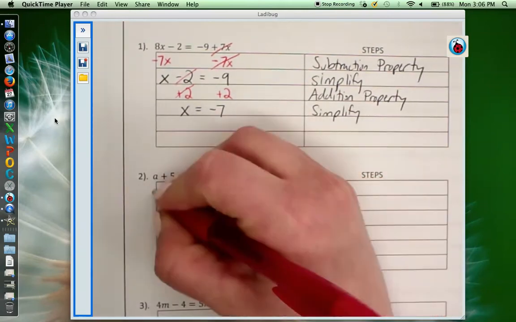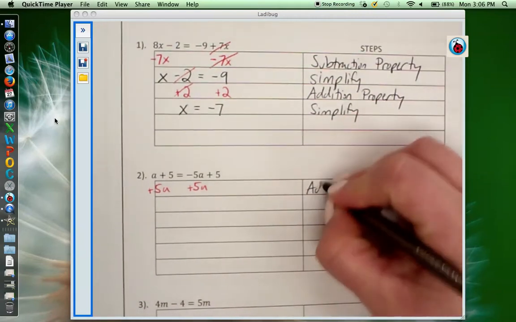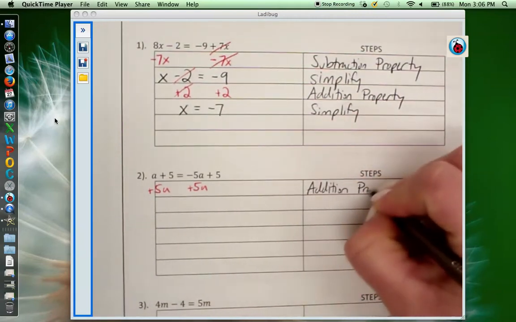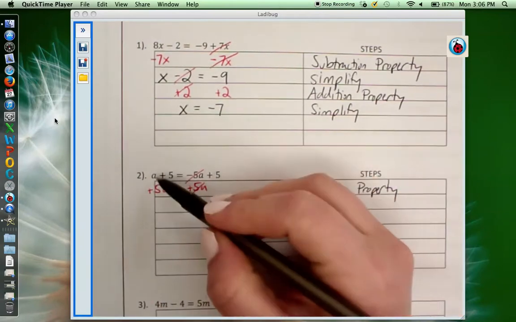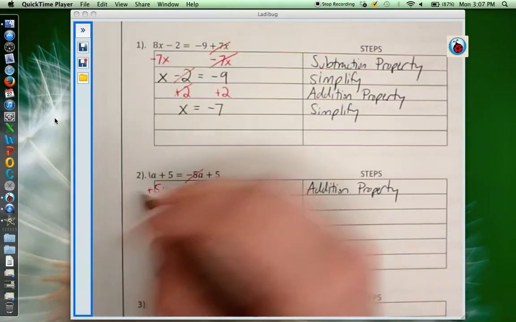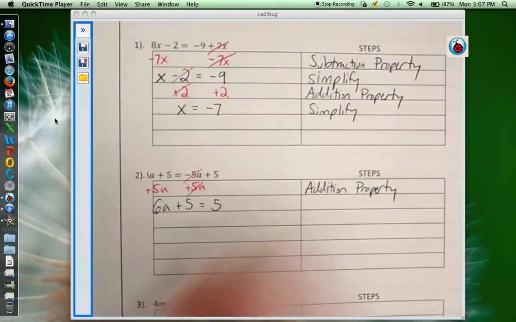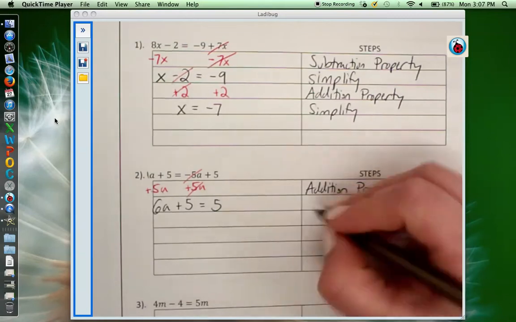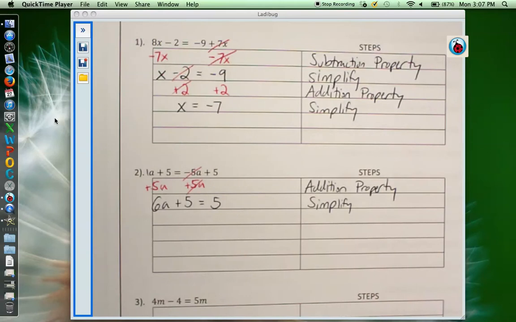Plus 5a plus 5a. The step that we're doing here is the addition property. -5a plus 5a, those things cancel each other out. On the left side, a plus 5a, remember this is the same as 1a, so that comes out to 6a. We still have plus 5 equals 5. And that step was just simplify. We were simplifying the addition that we had set up in the previous step.